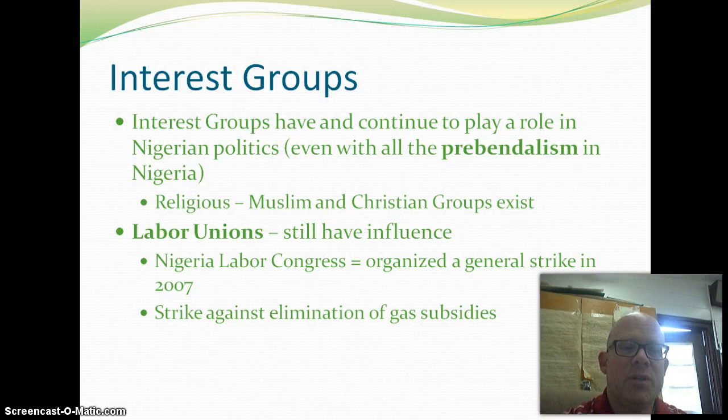Most of these interest groups are going to revolve around their religions. They're either Muslim or Christian. And again, there are some special interest or social interest groups also.